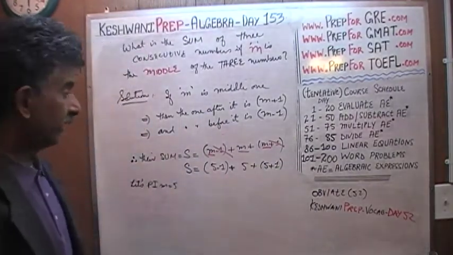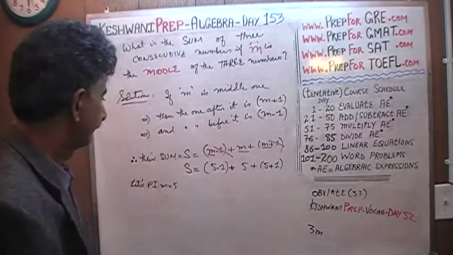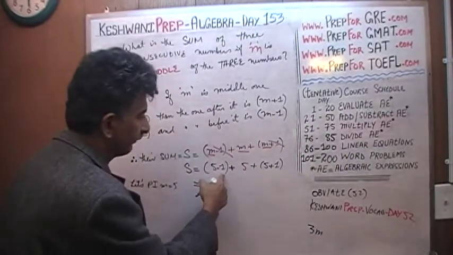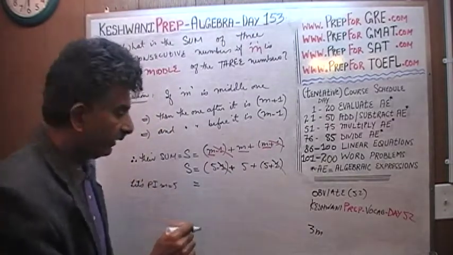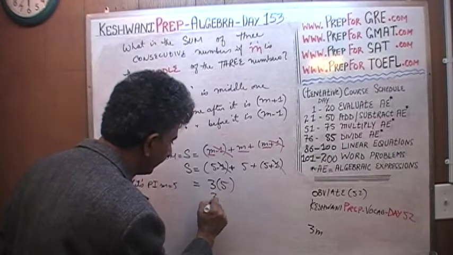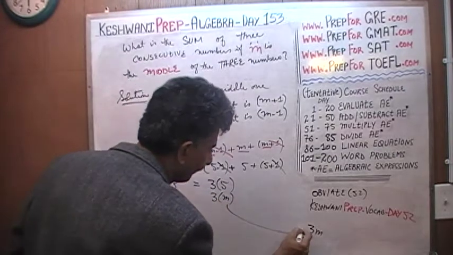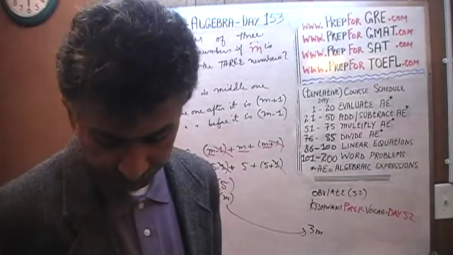Now remember, we found the answer before to be 3 times M. Minus 1 and plus 1 cancel out, and we got 5 plus 5 plus 5, we got three 5s. There you go. Three 5s. 5 is our M. 3 times M. Voila. It is in fact the right answer. It's a very straightforward, simple problem, that's all.